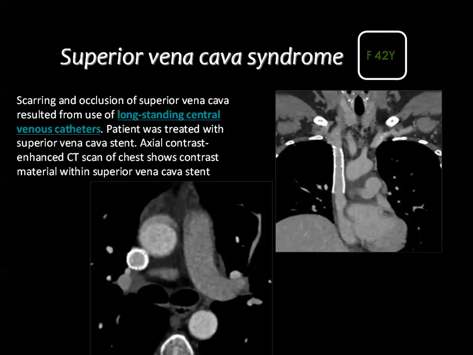One of the ways to resolve the superior vena cava obstruction, whether due to thrombosis or due to venous catheter placement, is to introduce a stent within the superior vena cava to maintain the lumen of the vein patent.